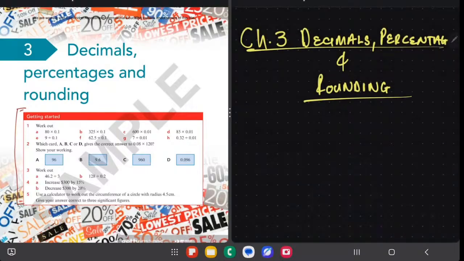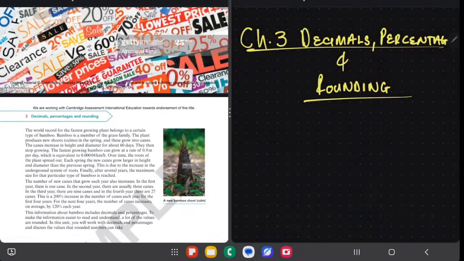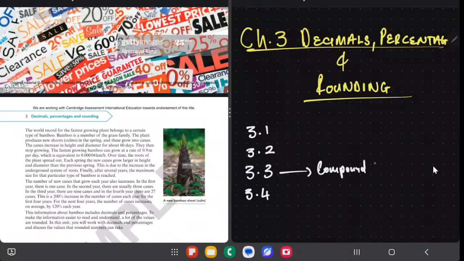Now, it has 4 parts. So there's 3.1, there's 3.2, then there is 3.3, then there's 3.4. We want to look at 3.3, which is compound percentages. We'll talk a little bit about 3.4, which is bounds, okay?